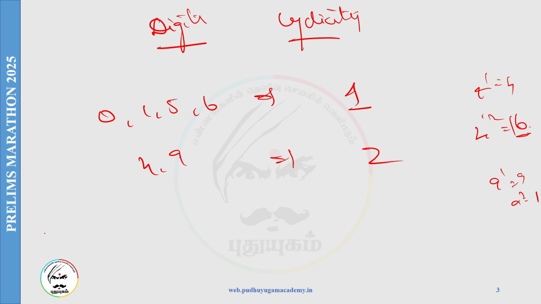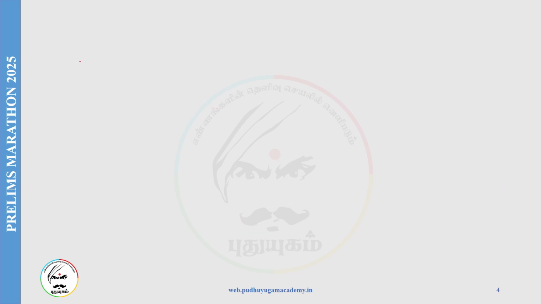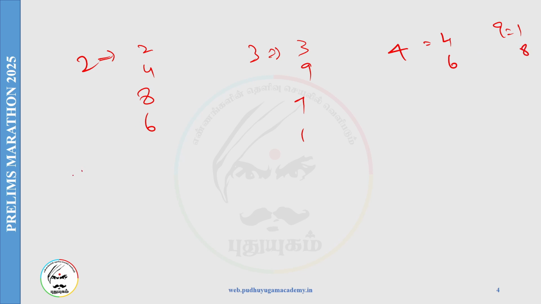So next is 2, 3, 7, 8. For these numbers, the cyclicity is 4. What are they? For 2 it is 2, 4, 8, 6. If we take 3, it is 3, 9, 7, 1. For 4, it is 4 and 6. If we take 9, it is 9 and 1. And next is 7: 7, 9, 3, 1. 8: 8, 4, 2, 6. That's it.